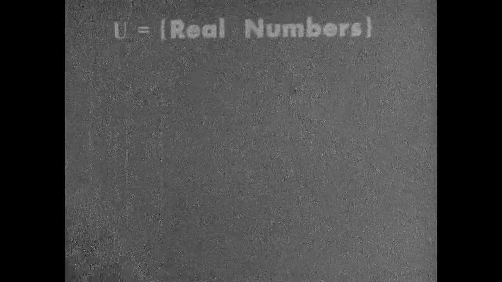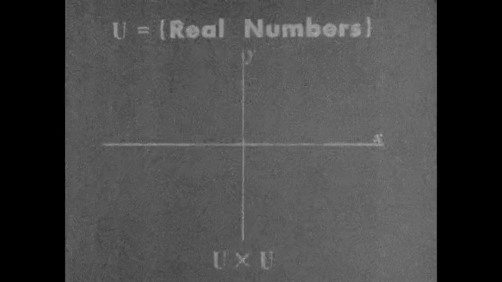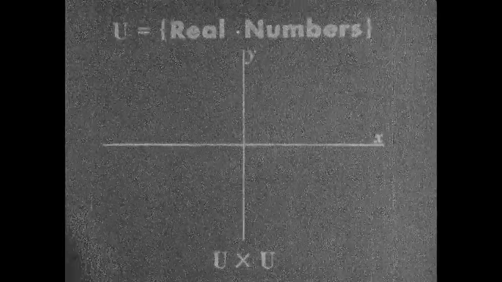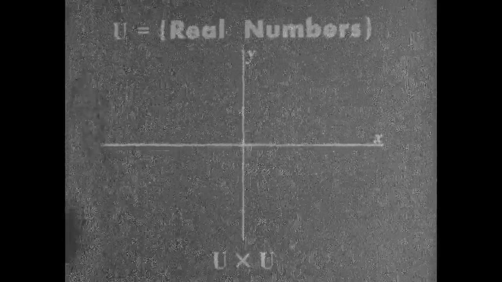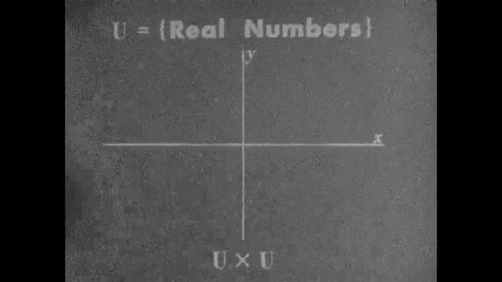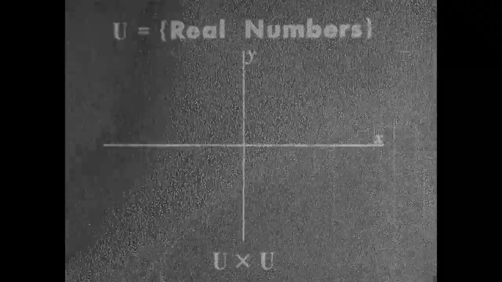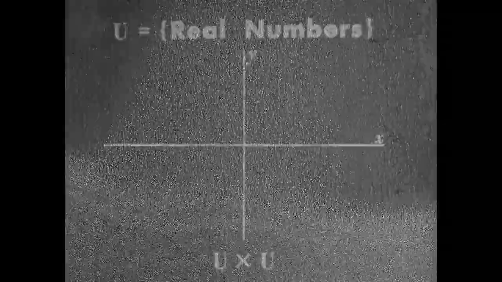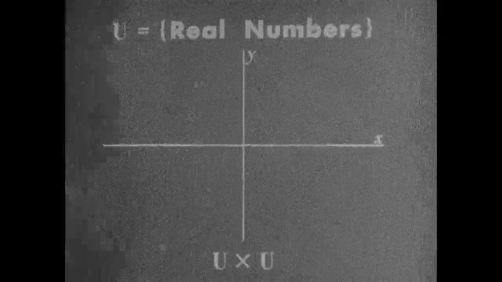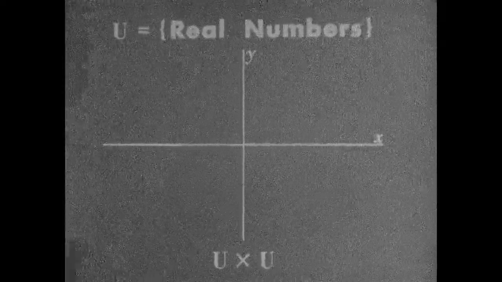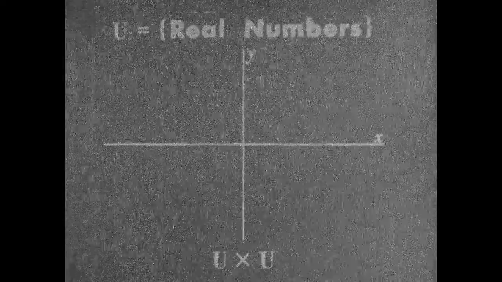If U is the set of real numbers, U cross U includes every possible ordered pair that can be made up from 0, the positive and negative integers, fractions, and irrational numbers. The graph of this U cross U includes every point in the plane, without exception.